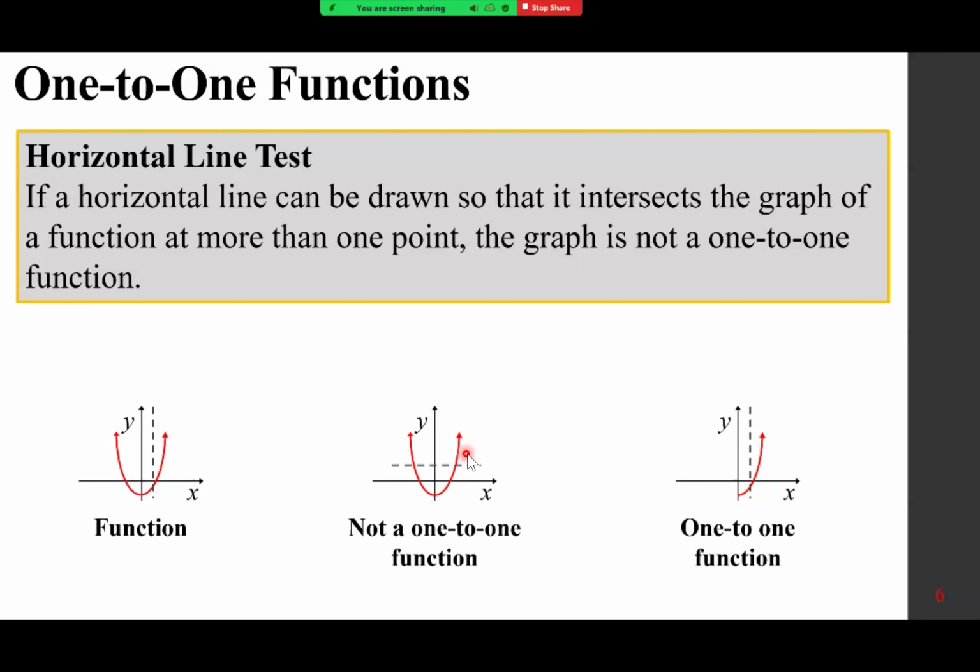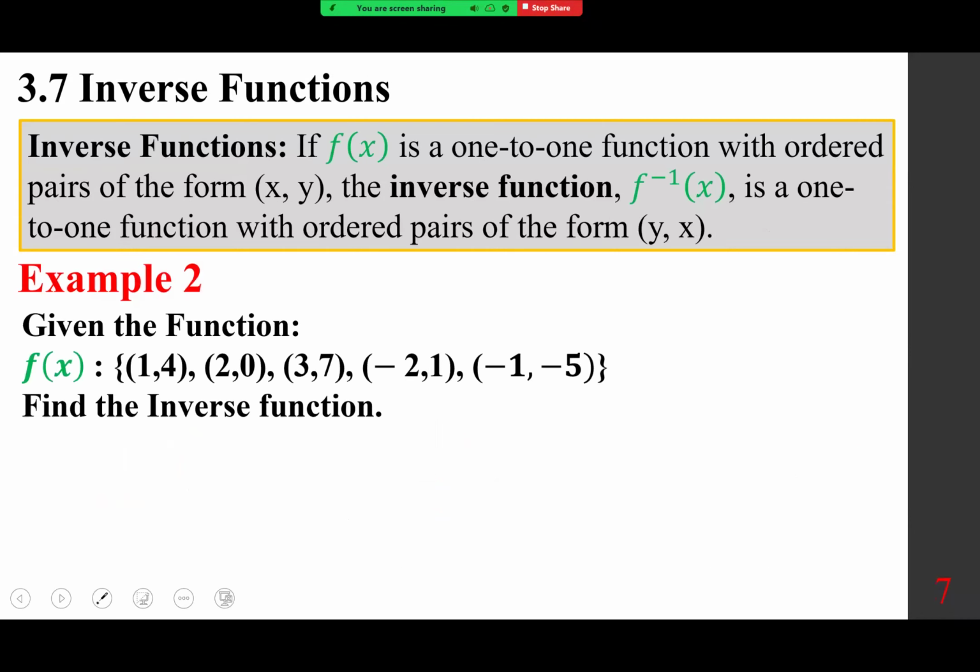But every function of this sort can be cut into pieces such that each piece is one-to-one. So as you can see, if we cut this into two pieces, the one to the right or the one to the left, each one is a one-to-one function. So the restriction on the domain can make it one-to-one.